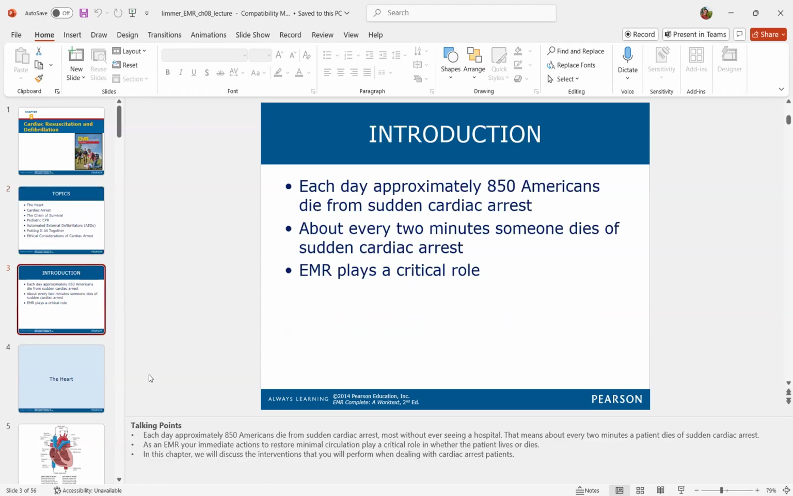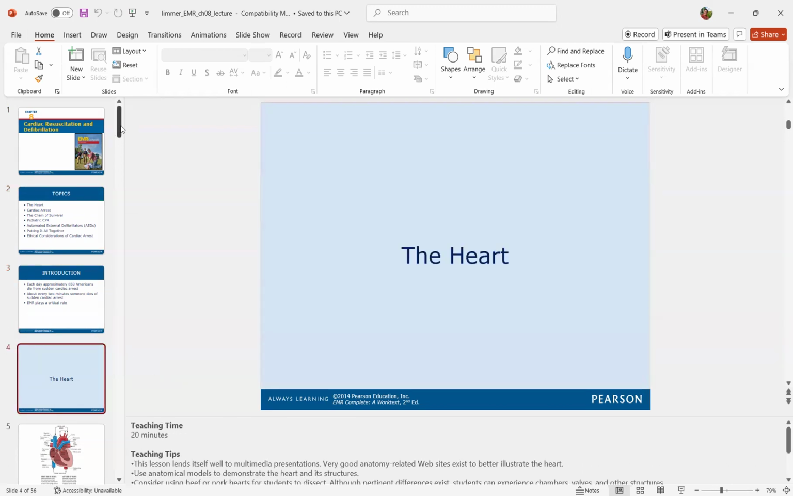So intro to this, each day approximately 850 Americans die from sudden cardiac arrest, most without ever seeing a hospital. So this means about every 2 minutes a patient dies of sudden cardiac arrest. As a first responder, our immediate actions to restore minimal circulation play a critical role in whether the patient lives or dies sometimes. So in this chapter, we're going to discuss interventions that we can perform when dealing with cardiac arrest patients.